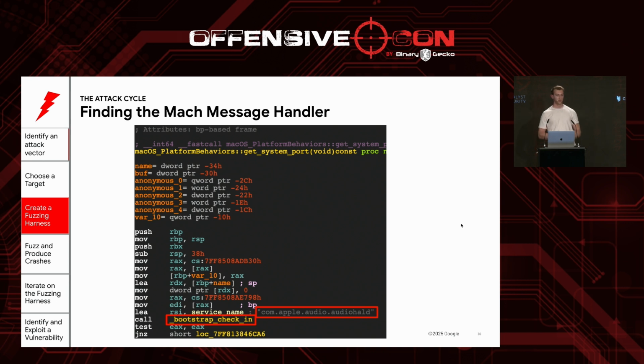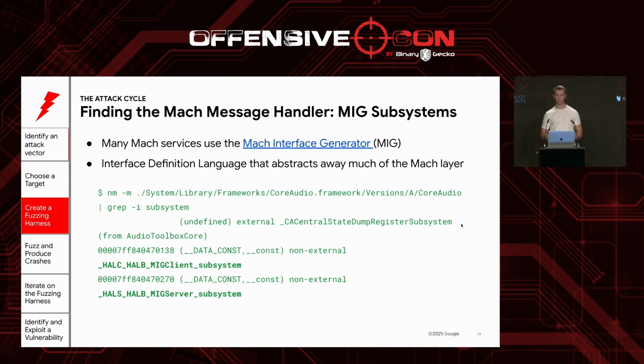So once I started looking at the CoreAudio framework, after I had extracted it from the dyld shared cache, I found this audio HALD service that was being registered with the bootstrap server. So we had found our Mach message handler. It still wasn't super obvious exactly how the message processing was happening, though.